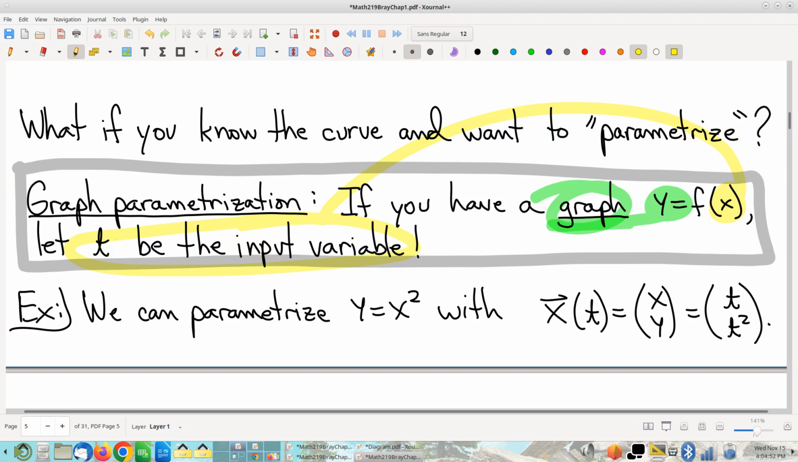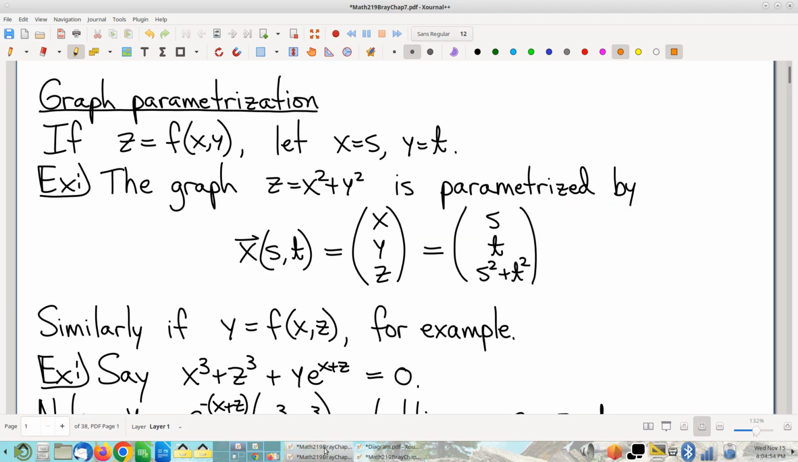Details follow. Okay, I claim the same thing works in this new context. Now, if we're talking about a graph, for example, here I have z as a function of the others, plural now. We're talking about surfaces, so we have two input variables. The simple rule is the same. Whatever are your input variables, let those be your parameters. Simple as that. The game's already won. You just have to kind of let it play out. So here we go. Let's see an example.